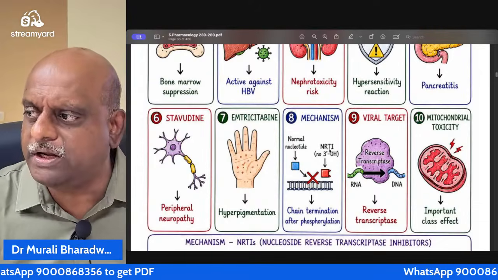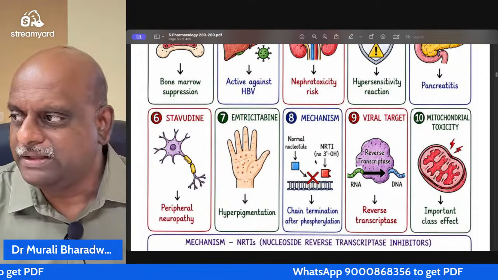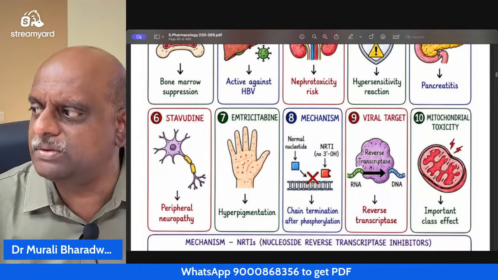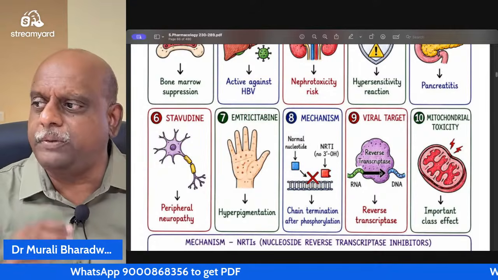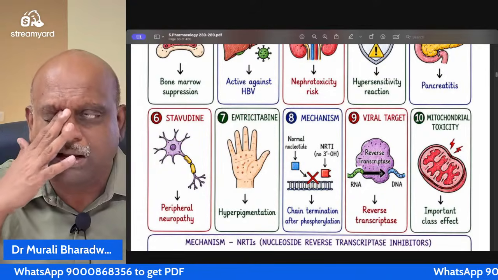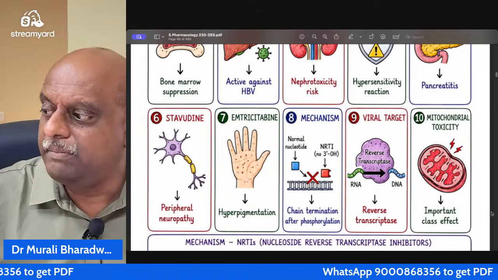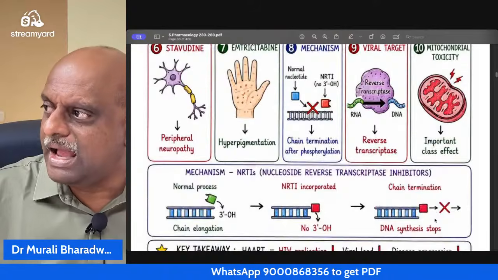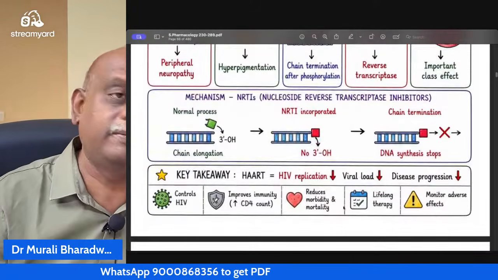Nucleotide reverse transcriptase inhibitor will cause chain termination. That's how it works, right? It is the reverse transcriptase which is the main thing on which it acts. And what is the important class effect of NRTIs? Mitochondrial toxicity is the class effect of all the NRTIs uniformly.